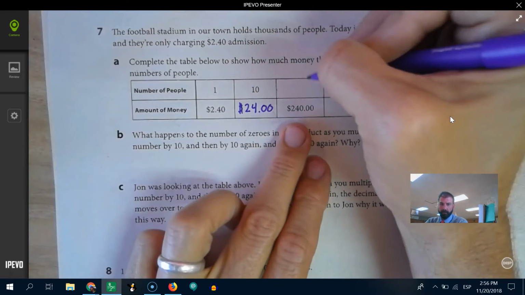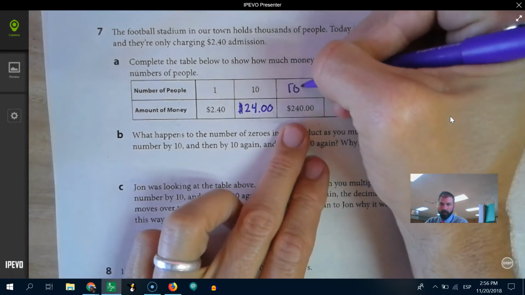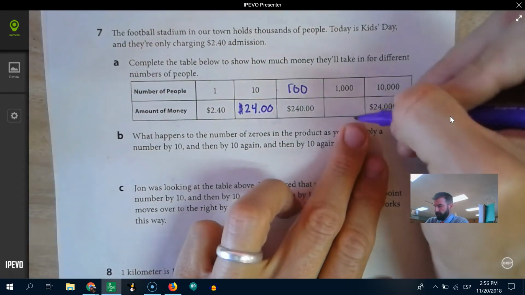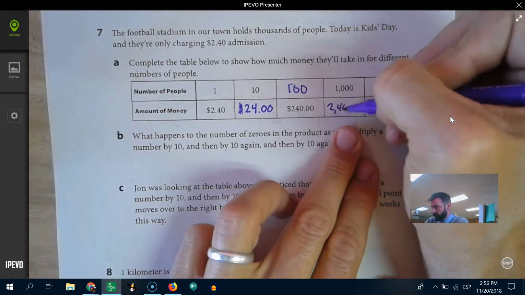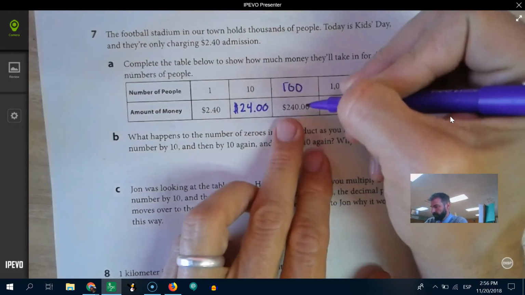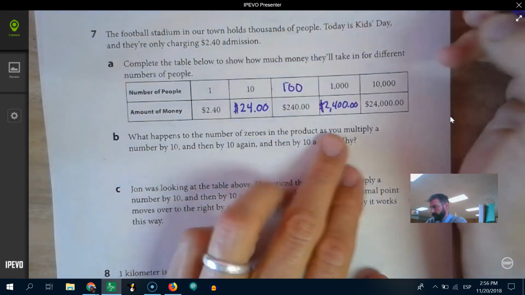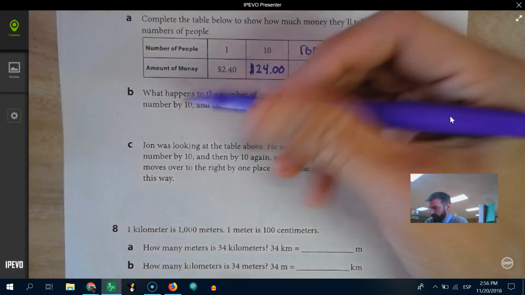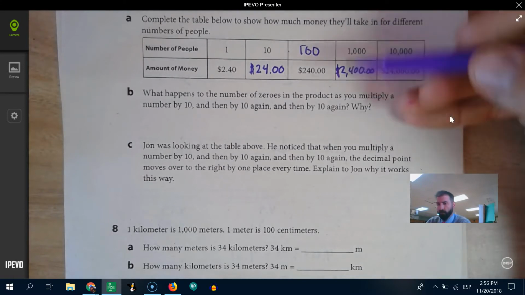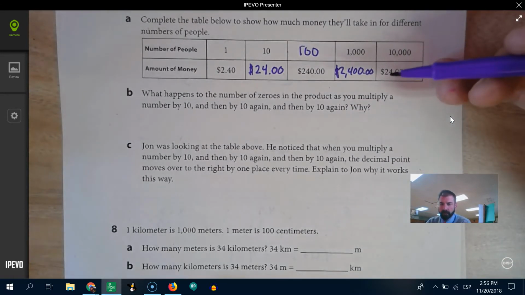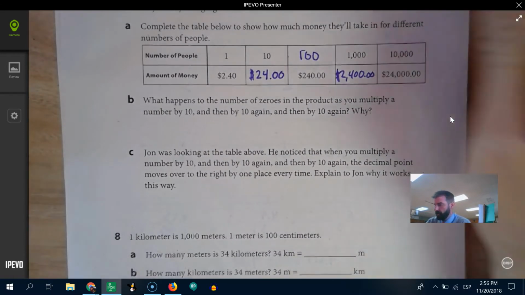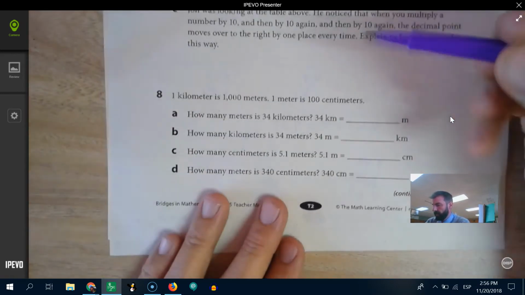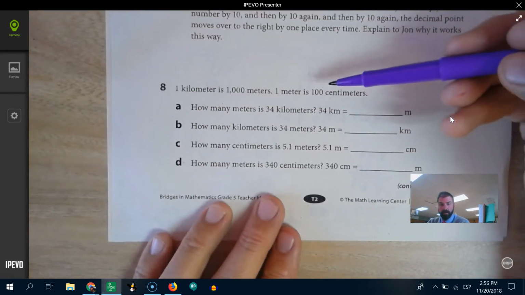The next step, 240, that would be by 100. By 1,000 is going to give me 2,400. So again, shifting everything down one space to the left. And then my 10,000 is 24,000. And again, we'll be talking and asking them questions about why this works the way it does, getting them to understand the place value, being able to go from meters to centimeters.